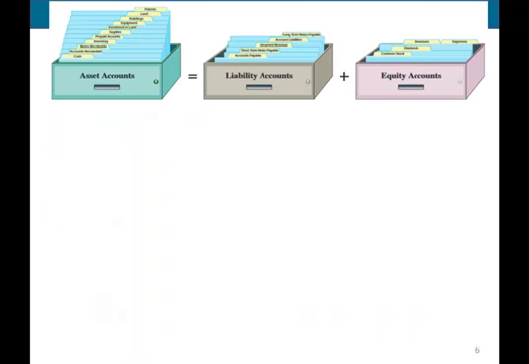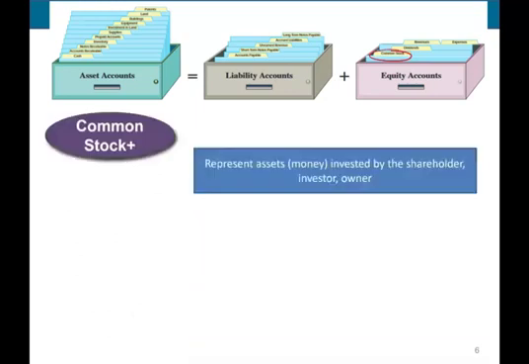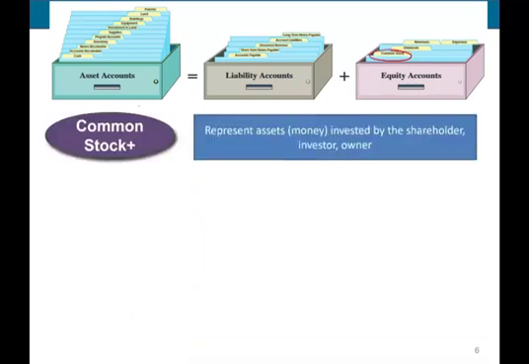The last category of accounts are the equity accounts, and under equity we have 4 accounts. Common stock is the first one. What does it represent? If we have $1 million in common stock, this represents what the owner invested in the business, what the investors, what the shareholders invested in the business. Common stock increases equity, and by the way, liabilities also go on the balance sheet.